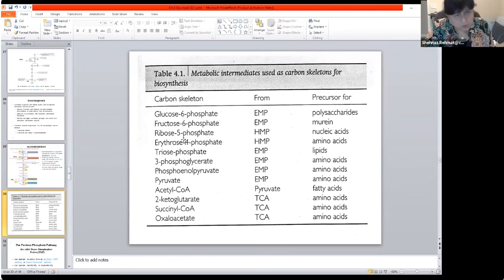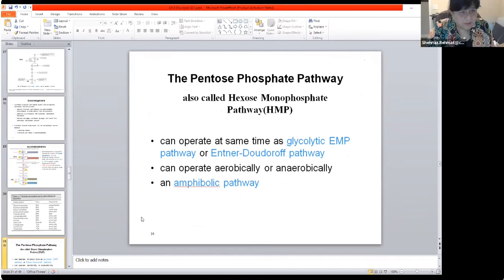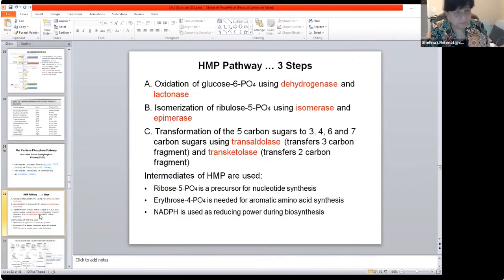Okay. So the proportion of how much glucose will go through EMP and how much will go through HMP, we will look at in the end of the chapter, and we'll see which cells run more of this and less of this, because this is not needed at that time, or so on. Okay. So this pathway can operate at the same time as your EMP, as I said, and it can also operate at the same time as the Entner-Doudoroff pathway, which we will come to next. This pathway also can operate aerobically or anaerobically, and it is again an amphibolic pathway. So these are the general properties of it.